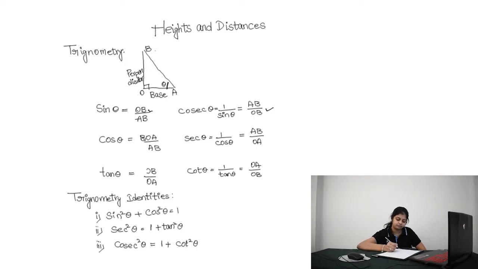Some of the identities which we need to know: sin square theta plus cos square theta is equal to 1, secant square theta is equal to 1 plus tan square theta, and cosecant square theta is equal to 1 plus cot square theta.